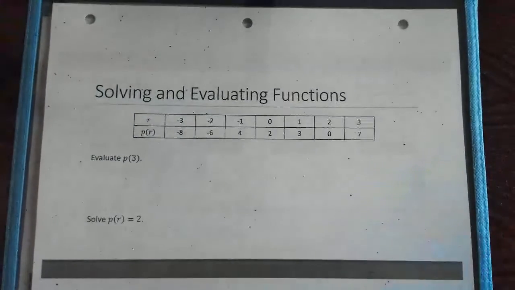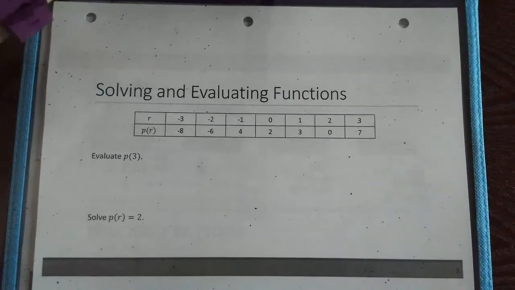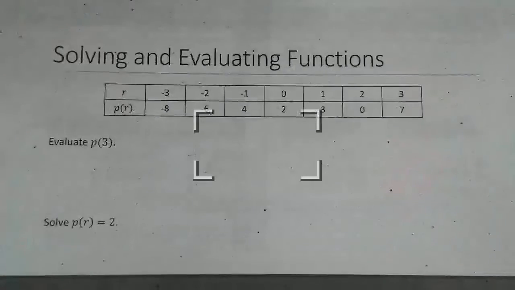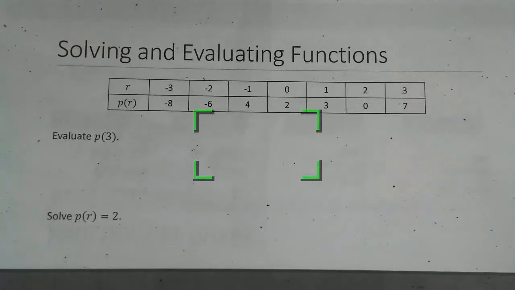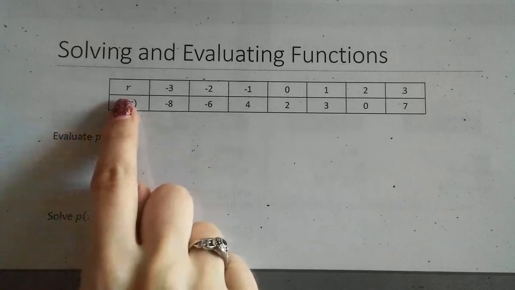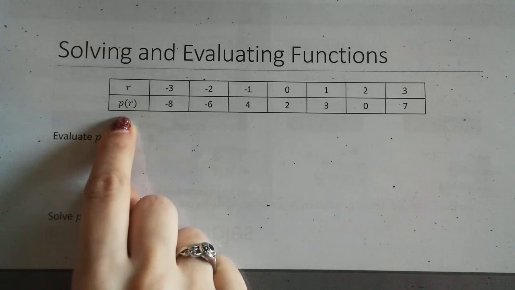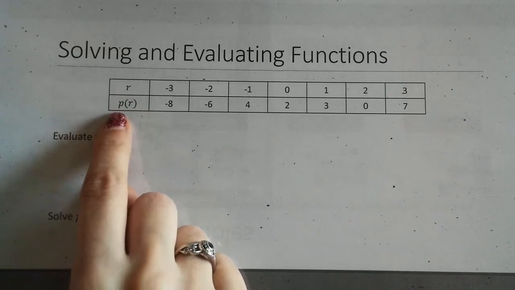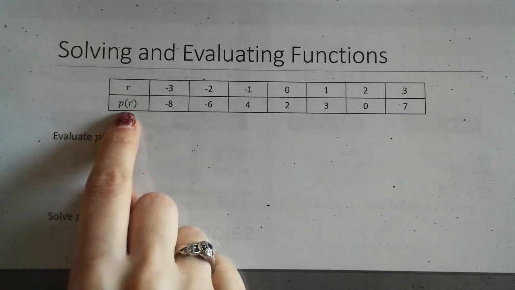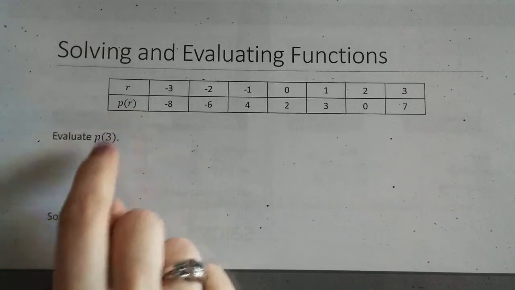So here we have a table of a function, just kind of giving us some values. We're going to see if we can evaluate and solve using this table. So first off, we want to evaluate P of 3. So it looks like our top row is giving us R values, and our bottom row is giving us P of R values. So that means P is the name of our function, and it's taking R as an input.